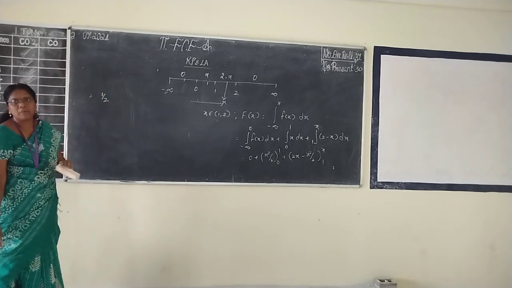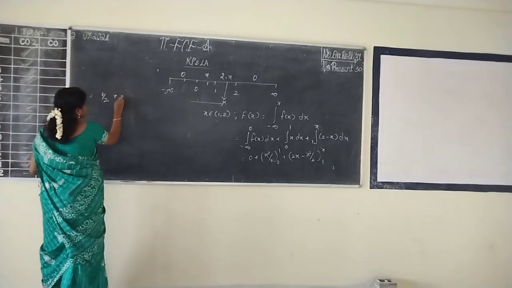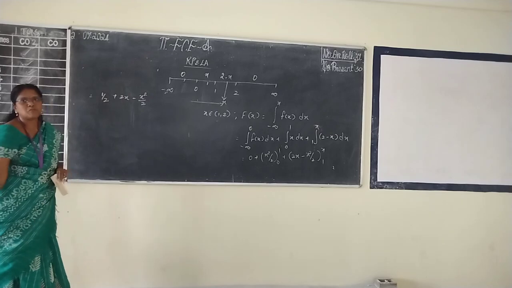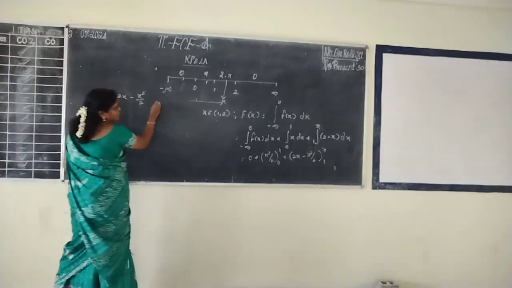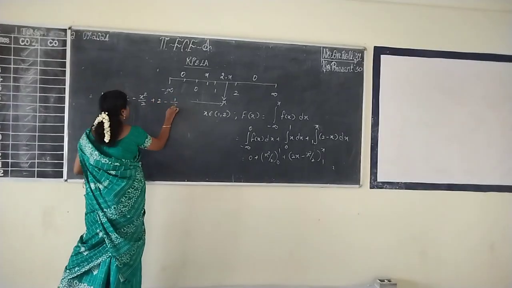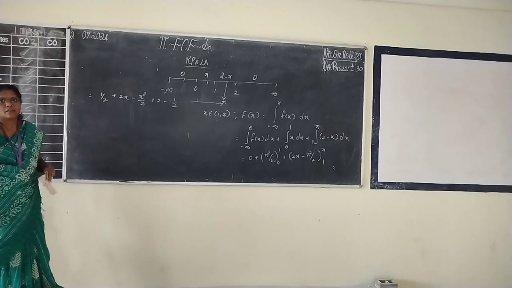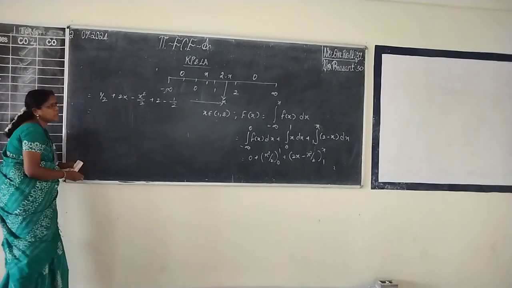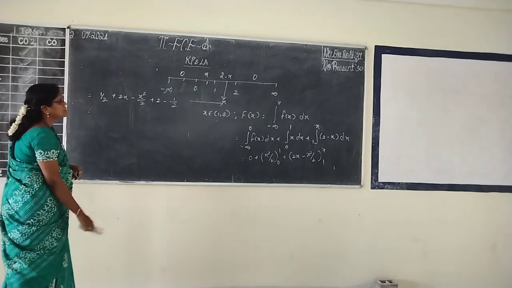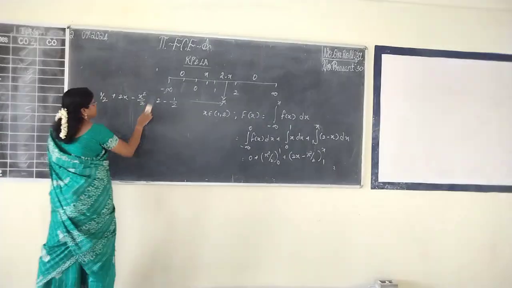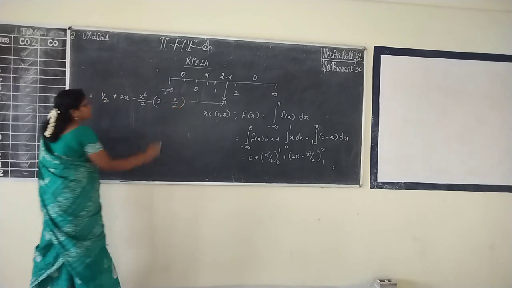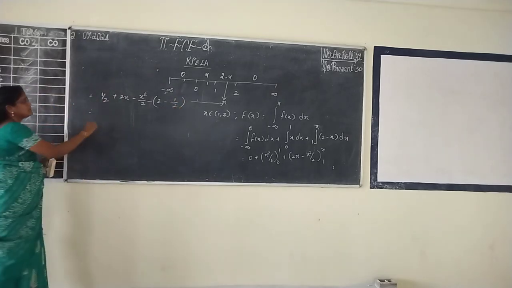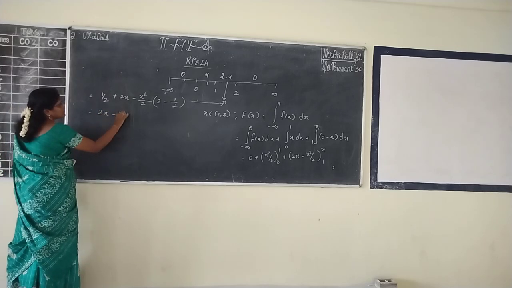The third one, upper limit is x. So you will get it as 2x minus x squared by 2. Lower limit we substitute x as 1. So 2 minus 1 by 2. Lower limit. Find the answer. 2x minus x squared by 2.